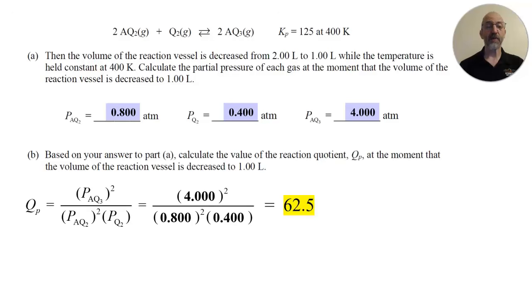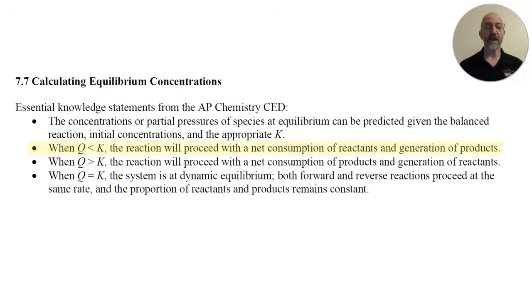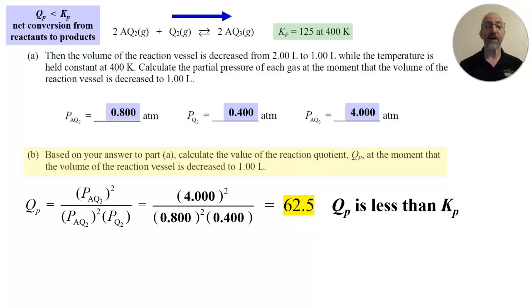So the answer to part B is Q is equal to 62.5. And since 62.5 is less than 125, which is the value of the equilibrium constant K, then we can say that Q is less than K for the moment. And remember that when Q is less than K, there will be a net conversion from reactants to products. So you can see on this slide, I'm showing an arrow indicating that when Q is less than K, there will be a net conversion from reactants to products, or from left to right.